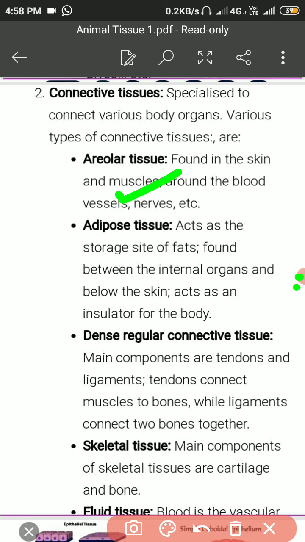So students, second is the adipose tissue. My dear student, this adipose tissue is nothing but fat molecules.